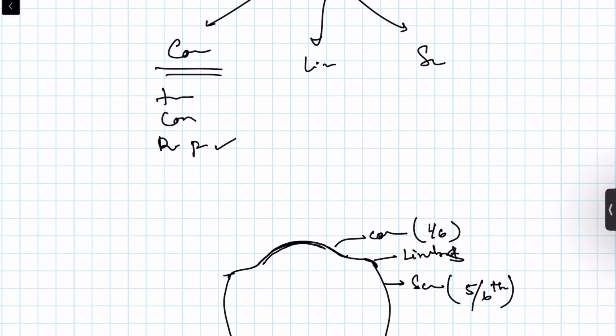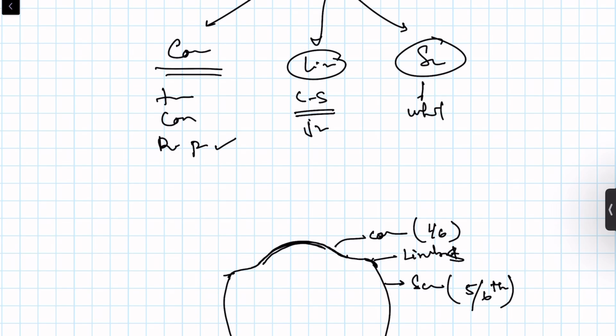Then limbus is the corneoscleral junction. Then coming to sclera, it is white and opaque, and it is covered by conjunctiva. This part is covered from here to here. And what do you mean by conjunctiva? Conjunctiva is a transparent mucous membrane. Now this cornea is transparent, that means light can pass through it, but this sclera is white and opaque, so light cannot pass through the sclera.